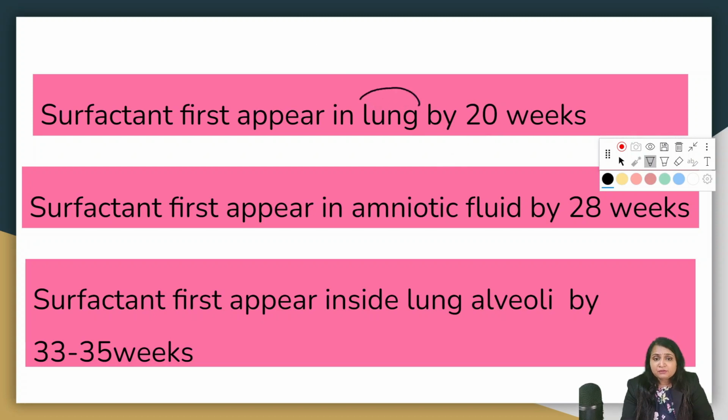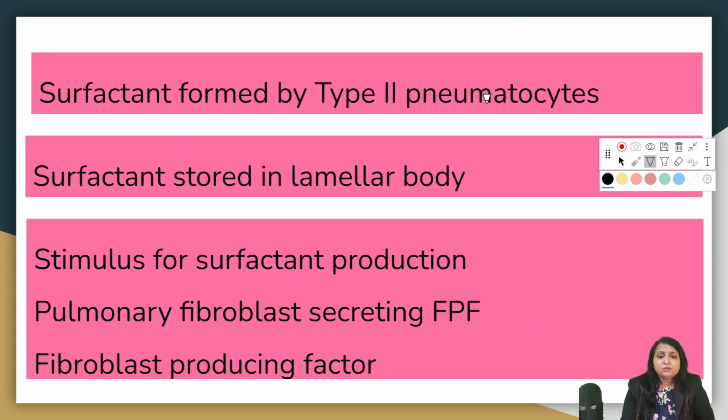The first appearance of the surfactant in the fetal lung is by 20 weeks of gestation. Surfactant first appears in amniotic fluid by 28 weeks of gestation, but lung alveoli will have surfactant by 33 to 35 weeks of gestation. That's why babies who are born at less than 32 weeks of gestation are more prone to have respiratory distress syndrome. Surfactant is formed by type 2 pneumocytes, it is stored in lamellar bodies, and the stimulus for surfactant production is pulmonary fibroblast secreting FPF.